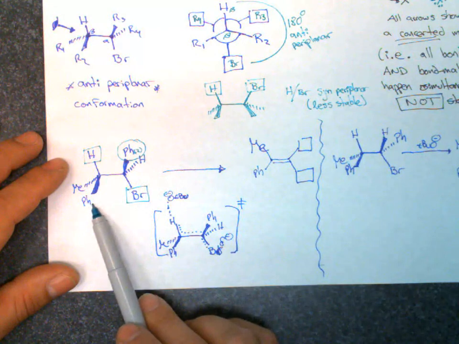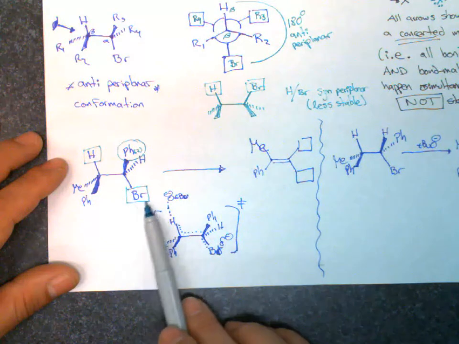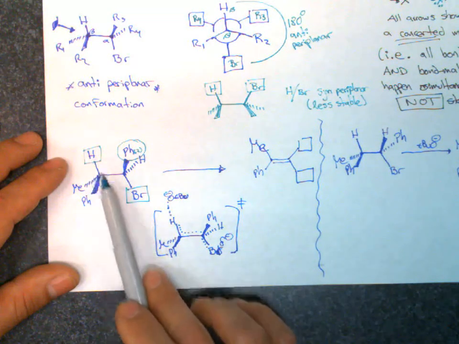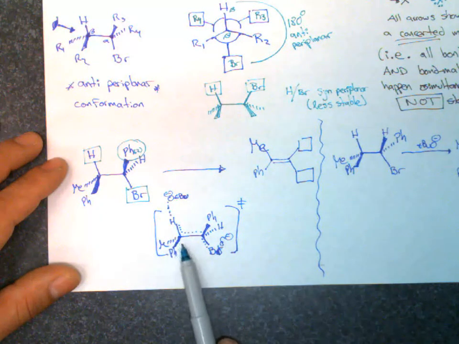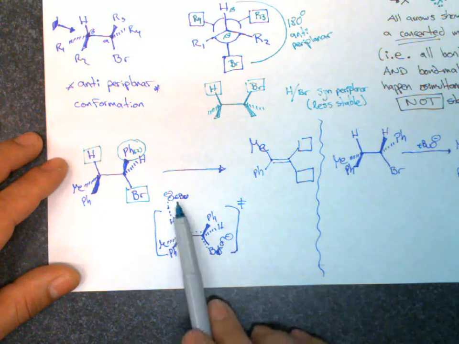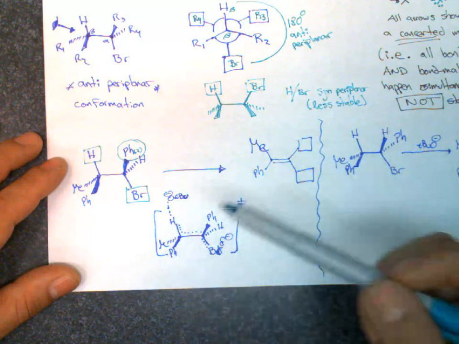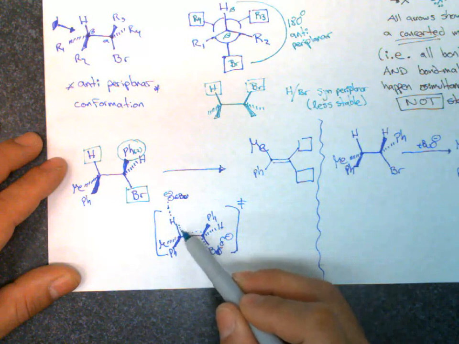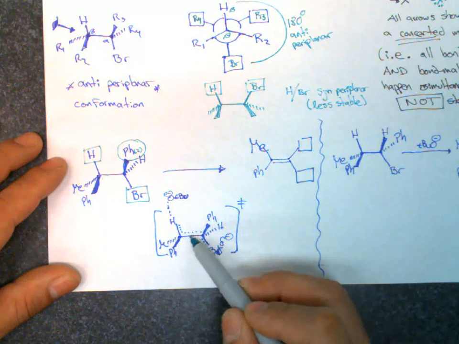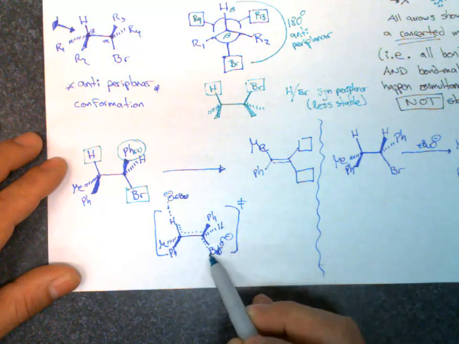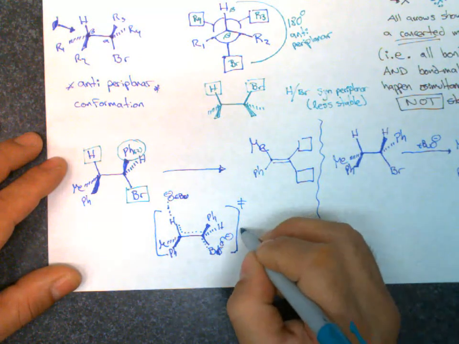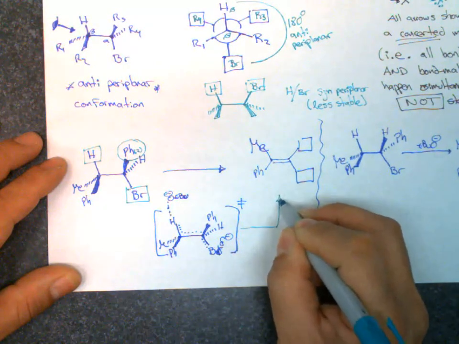Notice, the phenyl groups, they were on the same side, right? In this arrangement, the hydrogen and bromine are anti-periplanar. This is the transition state. The t-butoxide, we have dotted lines picking up the hydrogen, dotted lines breaking that bond and forming the new pi bond, dotted lines breaking the carbon-bromine bond. And this will give rise to this product.